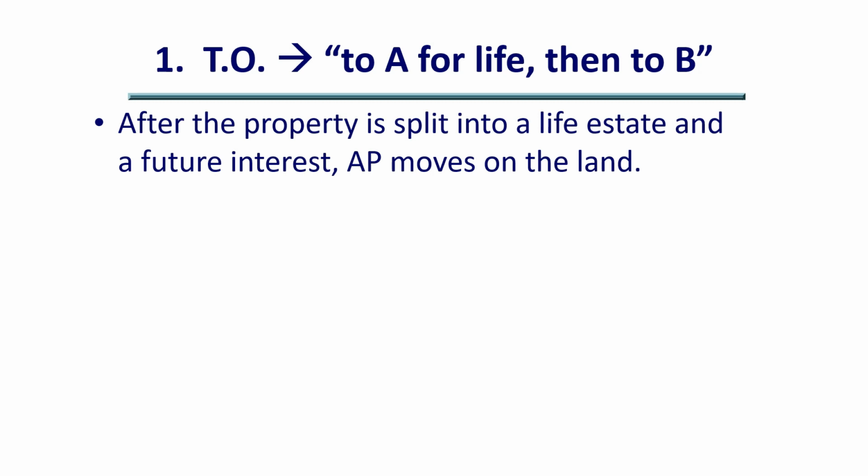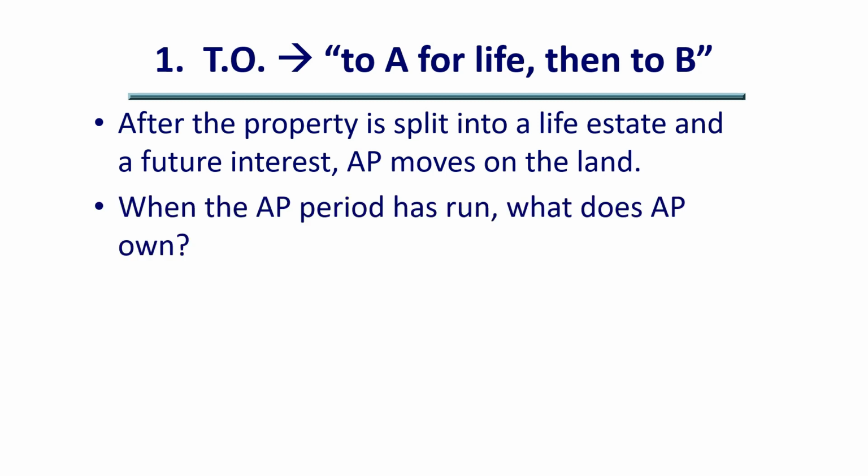Now, after the property has been split into a life estate and a future interest in this manner, an adverse possessor moves onto the land, and the adverse possessor remains there for the full time period with all the right behaviors. At the end of the time period, what does the adverse possessor own? And the answer is just A's life estate. The adverse possessor doesn't get B's future interest.